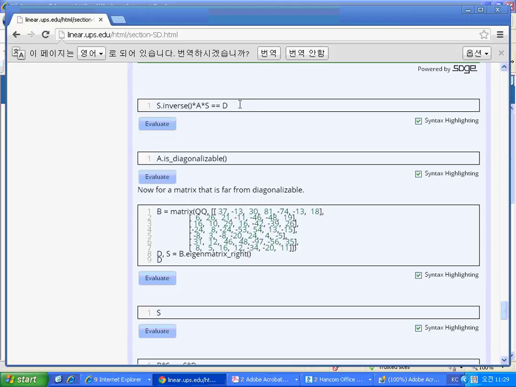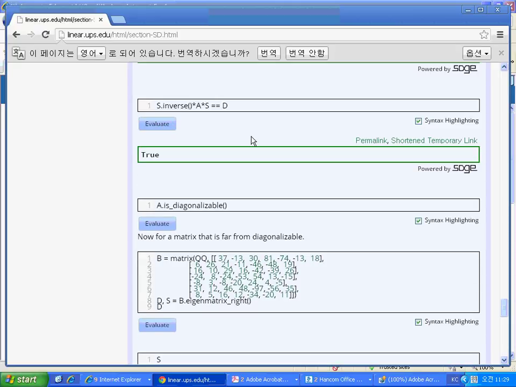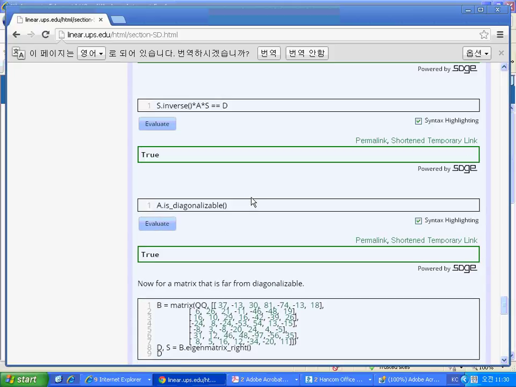So there's what you expect the diagonalization to be. This is equality, that's true or false. Right? One equals sign is to assign a variable, two equals signs is to test equality. So we expect that to be true from the theorem. So is_diagonalizable is a nice command, but you don't learn very much.